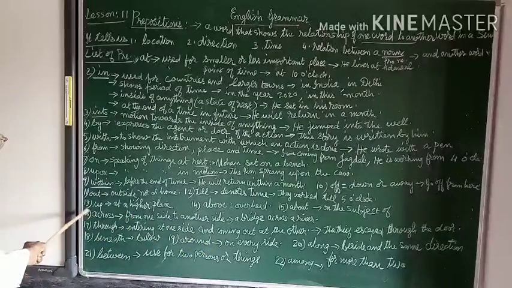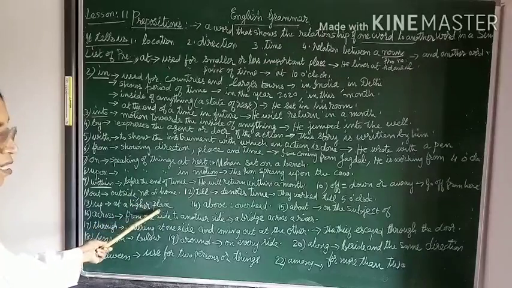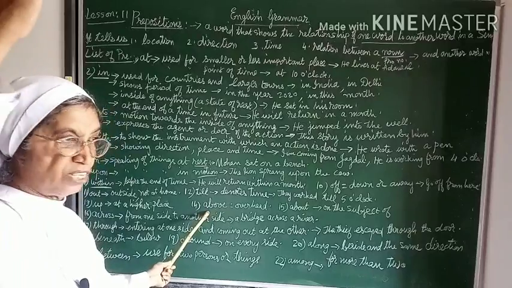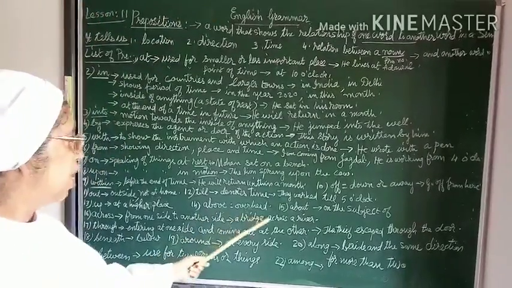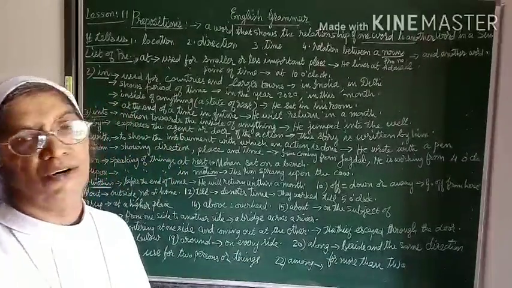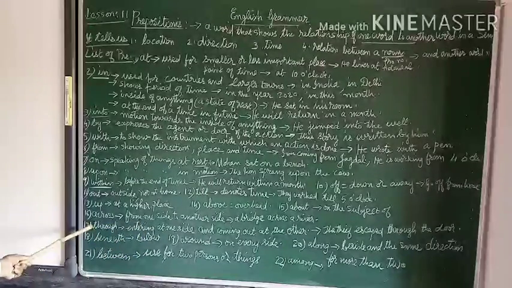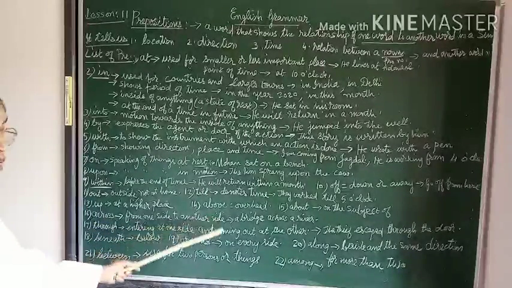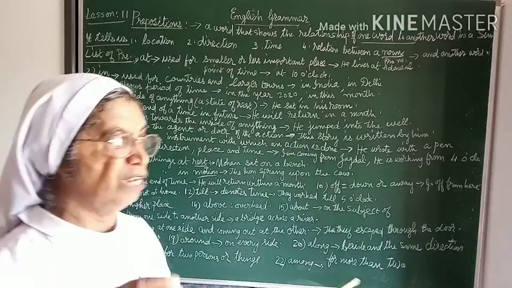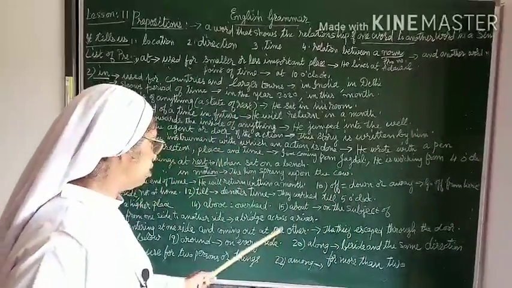Next one, up. Up means at a higher place. Above means overhead. About means on the subject of. I am speaking about English, or I am speaking about grammar. Then you have across. Across means from one side to another side. You can say there is a bridge across the river. That means from one side of the river to the other side of the river.